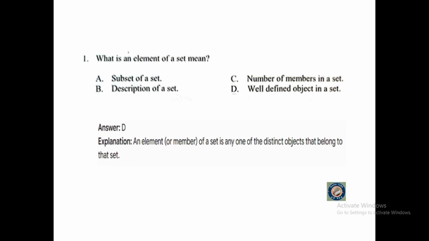The answer is well-defined object in a set. An element or member of a set is any one of the distinct objects that belong to that set.